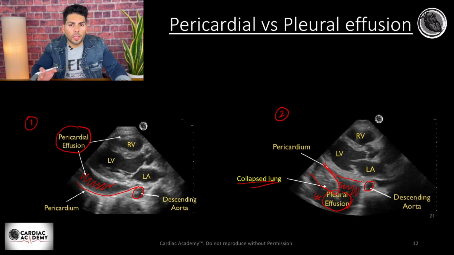So that's the way we do it, okay? First, if you notice any fluid, look for the descending aorta. And after you identify the descending aorta, look for the pericardium. If the fluid is anterior, it's within the pericardium. If it is posterior to the descending aorta, it's a pleural effusion. All right, good.